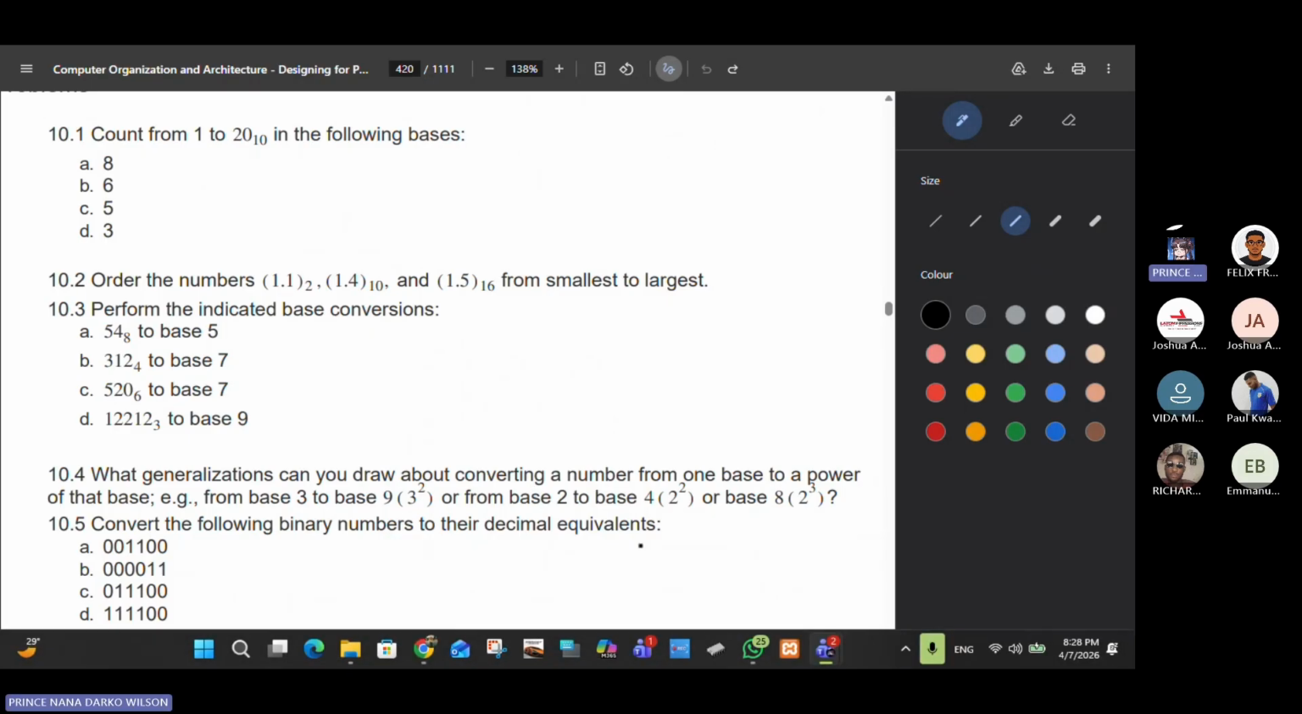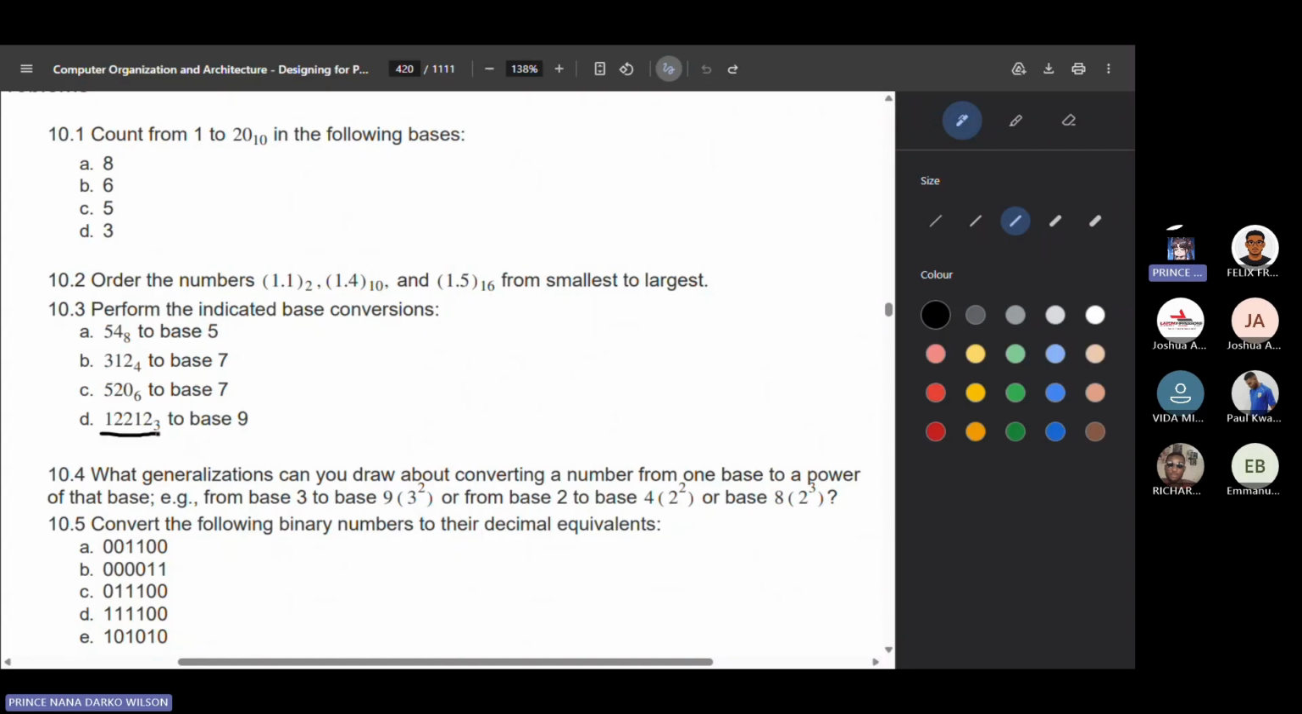So let's proceed. The next one says we have to perform the indicated base conversions. It's basically the same as what we did earlier, so we are going to just do one example, just one. And then when we are done with that, we can proceed. This one says we have to convert 12212 base 3 to base 9.